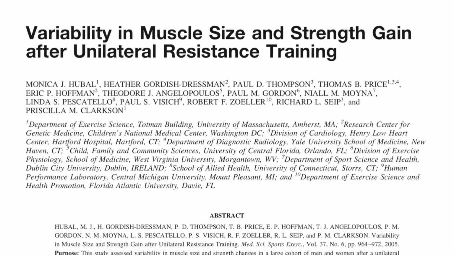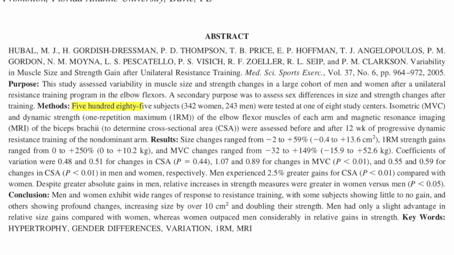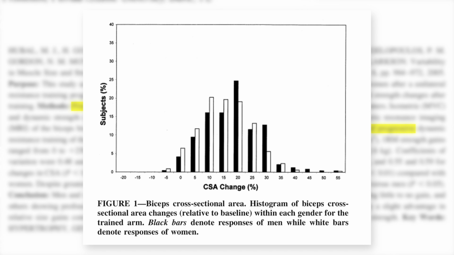And in fact, in one 2005 study, when 585 untrained subjects were put on the exact same arm training program for 12 weeks, the researchers found enormous variation in biceps muscle growth, where the worst responder actually lost about 5%, and the best responder gained about 55% of muscle cross-sectional area in the biceps.